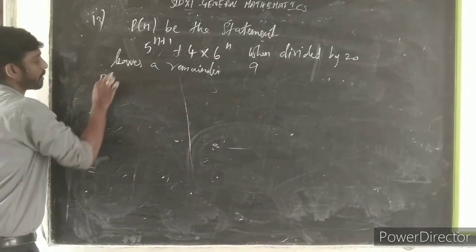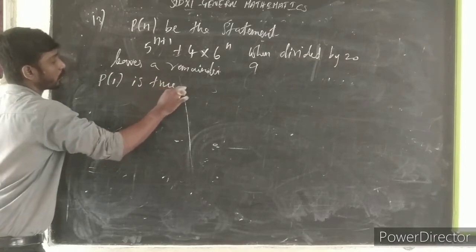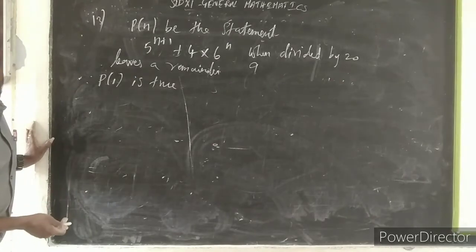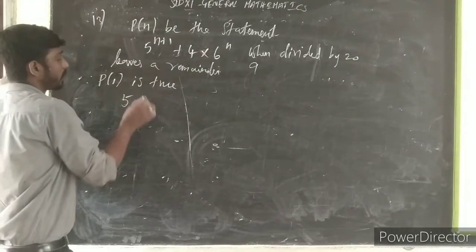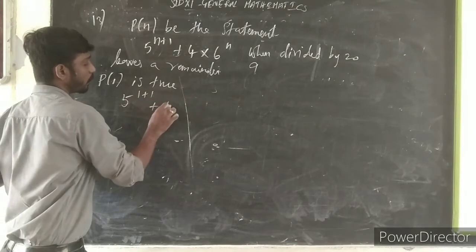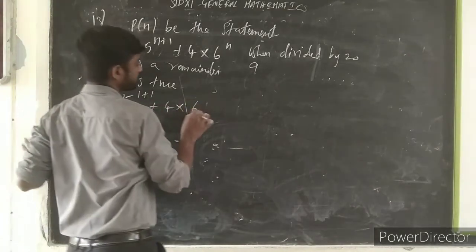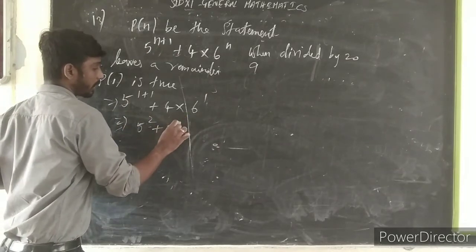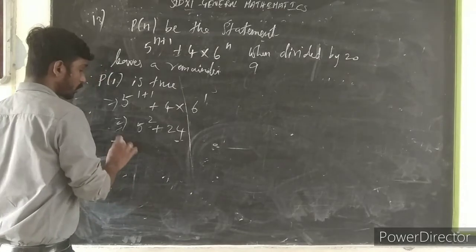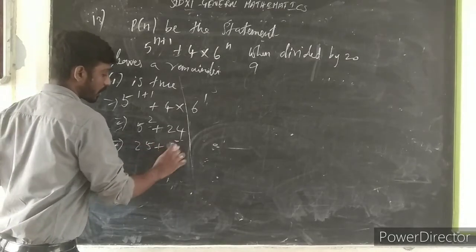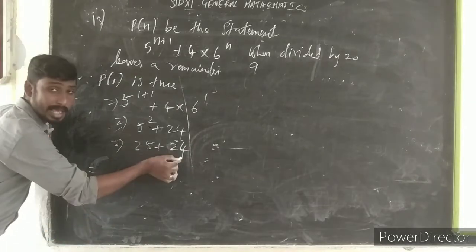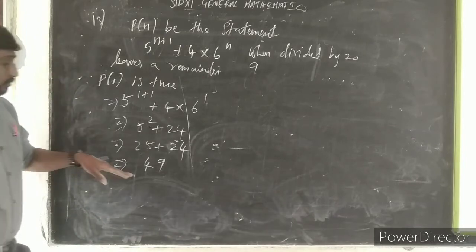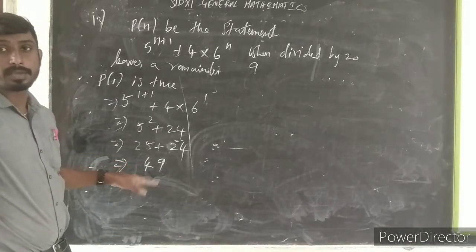So listen here, first we are going to prove P of 1. Now we are going to apply it. So what is the value we are having here? That is 5 power of 1 plus 1 plus 4 into 6 power 1. So you will get 5 squared plus 4 into 6, which is 24. So 5 squared is 25 plus 24. What is the value we are getting? 25 plus 24 is 49 here.